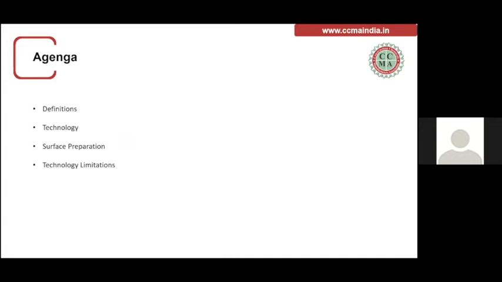So the agenda will be a brief discussion about the definitions, then we will discuss various technologies available. Then I would like to stress the importance of surface preparation, because with our huge experience of more than 70 years in liquid technologies, if the surface preparation, which is more like 50% of the job, is done properly, then we have a huge rate of success. And then what are the limitations of the technologies.